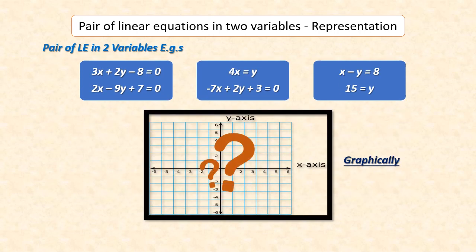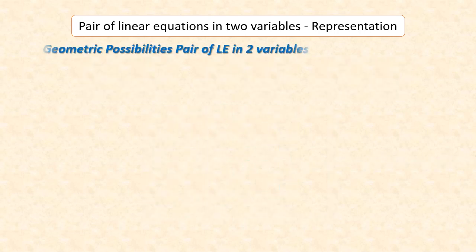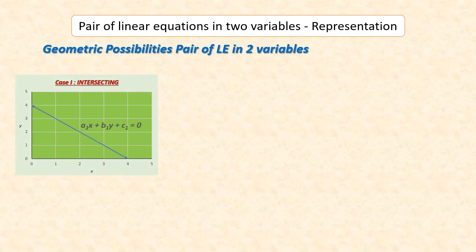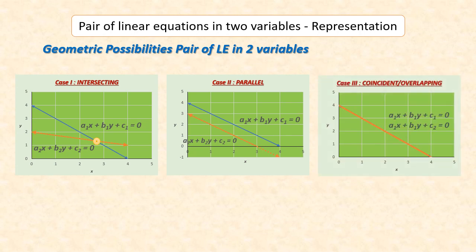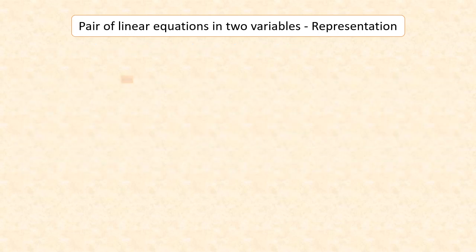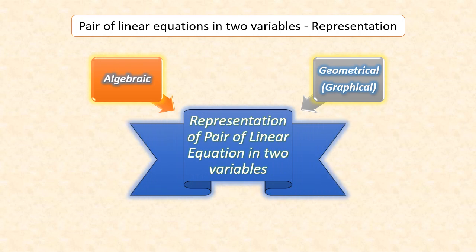Do you know how these would look on a graph paper? Let us look at the three possibilities we have with each pair of linear equations, where each of them represents a straight line. First, the pair of lines will intersect at one point. Second, the pair of lines are parallel, that is, they never intersect. And third, the pair of lines lie superimposed one over the other, that is, they are coincident. Both the algebraic method, as well as the graphical method, can represent the pair of linear equations.